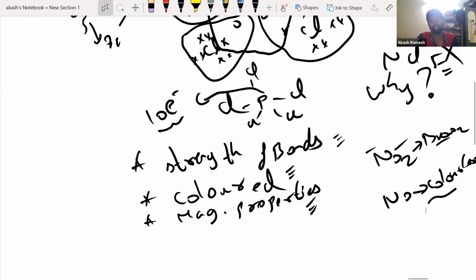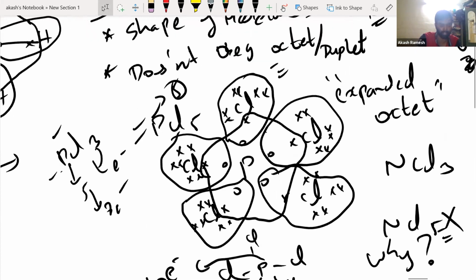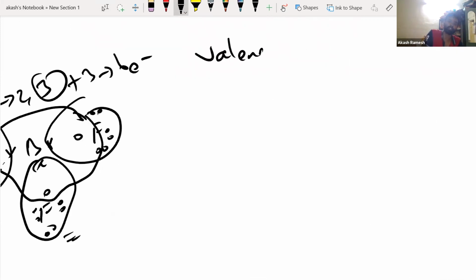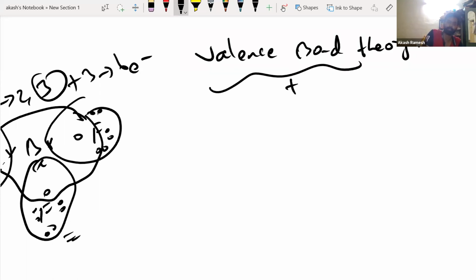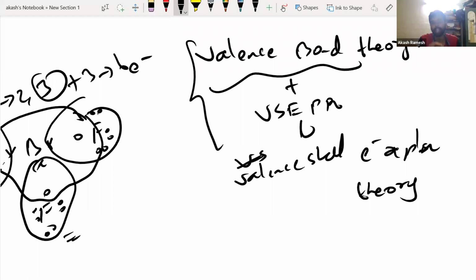Because of this, other scientists came up with different theories. The next theory which we are going to study is valence bond theory. Actually, I will be combining this with VSEPR, the valence shell electron pair repulsion theory. Both of them are different theories, but we'll study them together because it will make more sense, and you'll get a lot of insights.